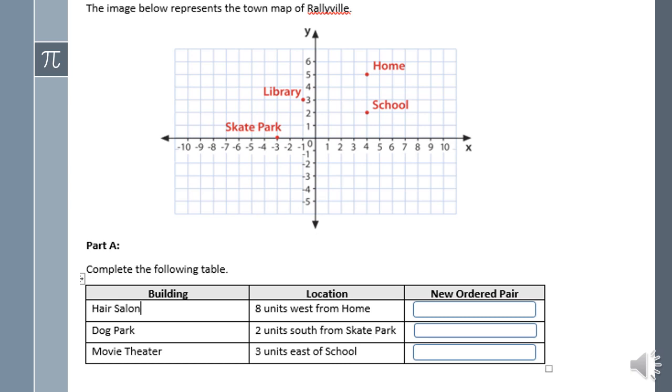So when I'm looking at this, let me get a different color. Let's start with the hair salon. So we're trying to figure out where the hair salon would be. All right, so it says 8 units west from home. So immediately they're using west, south, and east. So they're not using to the left, to the right, up, or down. So for me, I'm going to have to pull out some previous knowledge and draw my compass.